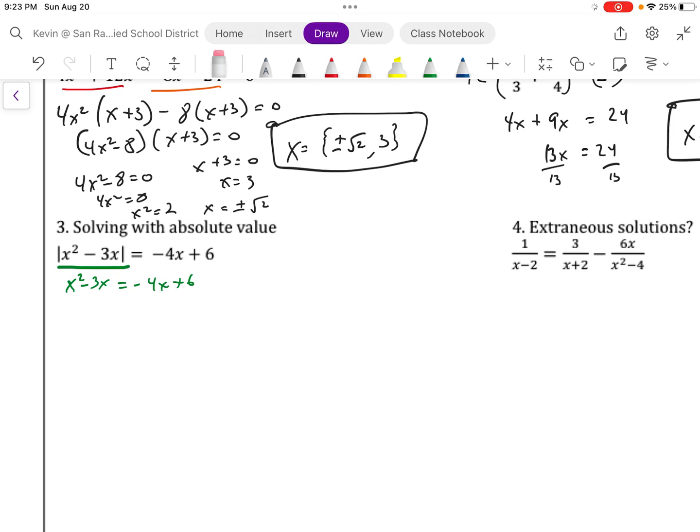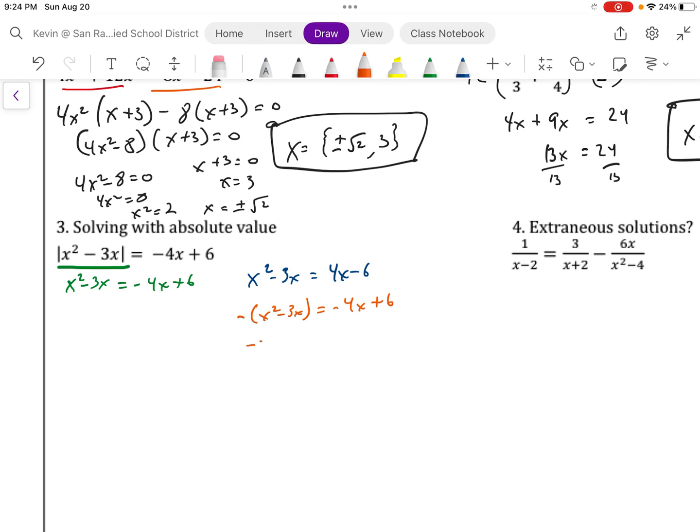Now, the easiest way to do that, the second way, is to just keep what we have in the absolute value the same, okay? But on the right side, we're going to change the sign. So instead of negative 4x plus 6, it's going to be 4x minus 6. An alternate way of doing it would be to make the first part negative. So it would be negative x squared minus 3x equals negative 4x plus 6. It really doesn't matter which way you do it. You're going to come up with the same answer.